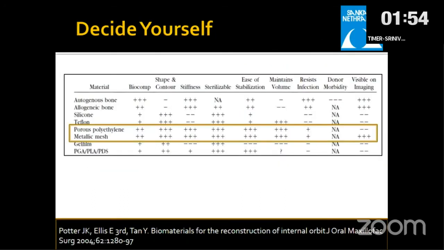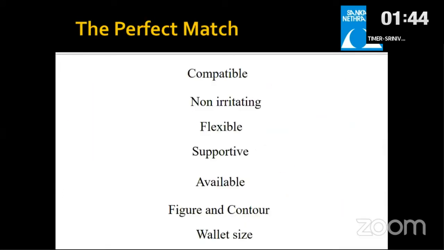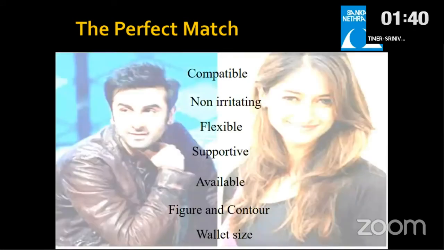So this is a paper by Potter et al. And as you can see nicely here, porous polyethylene and metallic mesh score quite good on most of the criteria as compared to the autologous bone implant. So the perfect match which we talked about might not be practical in our routine life.